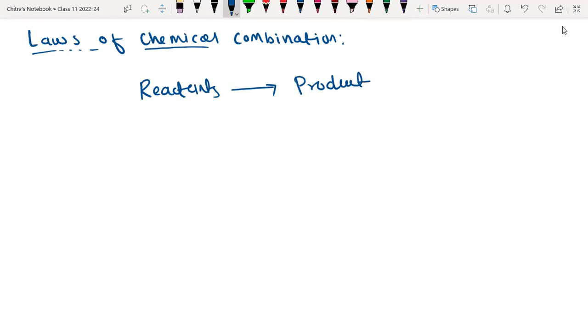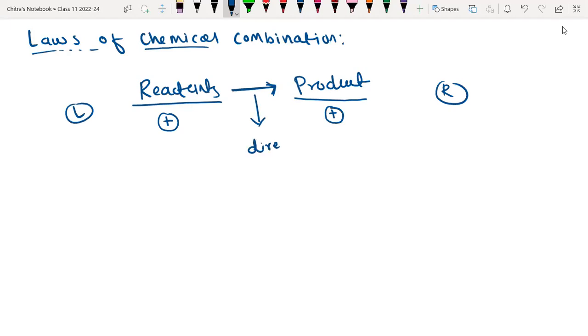In previous standards, you already went through how to write a chemical reaction. On the extreme left-hand side, we write the reactants, and on the extreme right-hand side, we write the products. If we have more than one reactant, we separate them by a positive sign. If we have more than one product, we also separate them by a positive sign. The arrow, which is always directed toward the product, represents the direction of the chemical reaction.